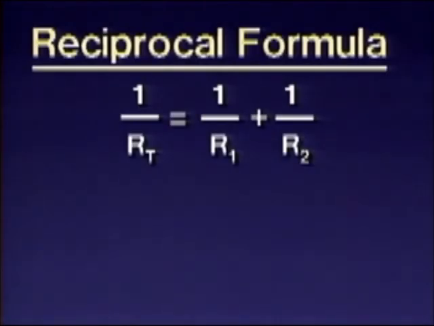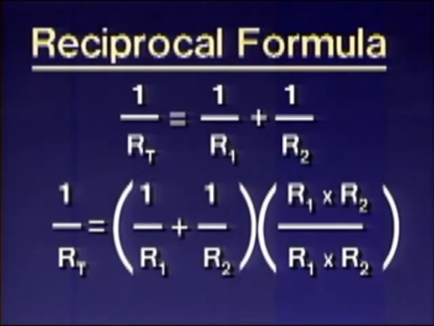Here's how. For parallel circuits with only 2 branches, the reciprocal formula reads 1 divided by RT equals 1 divided by R1 plus 1 divided by R2. First, find a common denominator by multiplying the right side of the equation by R1 times R2 divided by R1 times R2. Remember, R1 times R2 divided by R1 times R2 is equal to 1. By multiplying this by the right side of the equation, you haven't changed any values. You're just finding a common denominator.